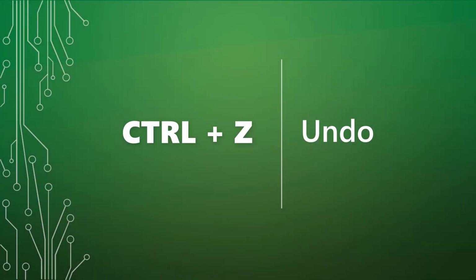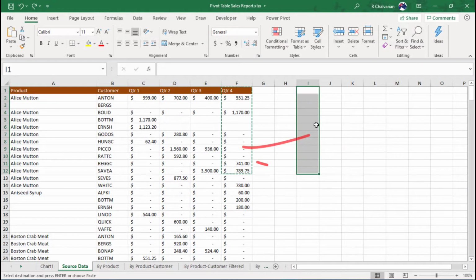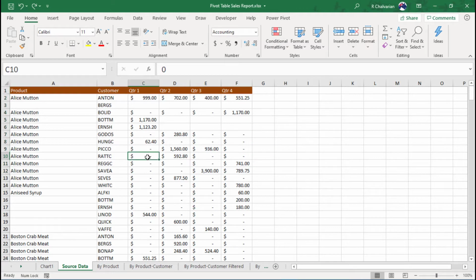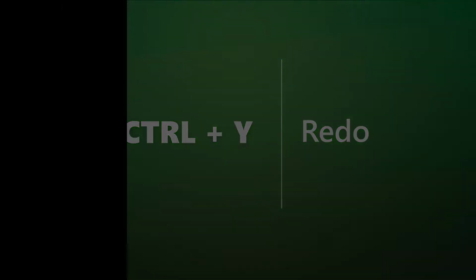Z is to undo what you just did. If you want to undo something you just did 4 steps ago, hold your Control key down and press the letter Z 4 times. Y is to redo what you just undid. You know the old saying, 1 step forward, 3 steps back? Think of the Ctrl+Z as your 3 steps back and Ctrl+Y as your 1 step forward.